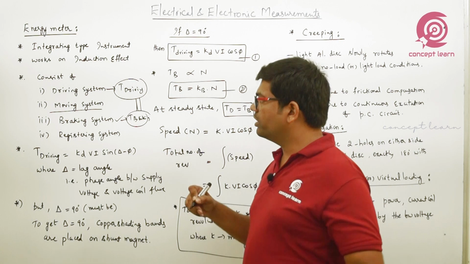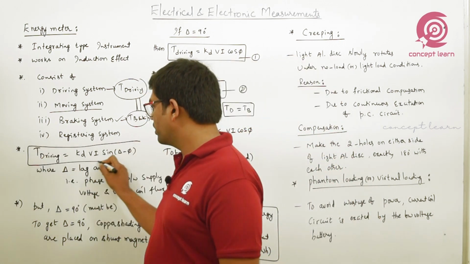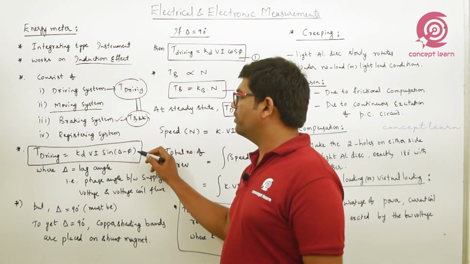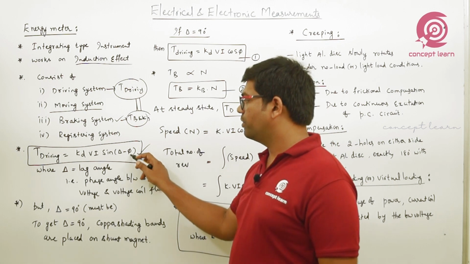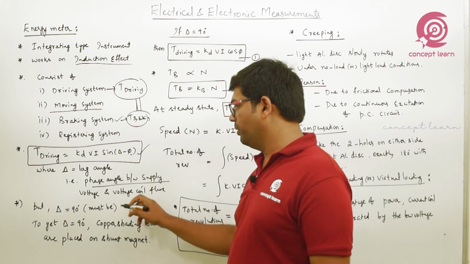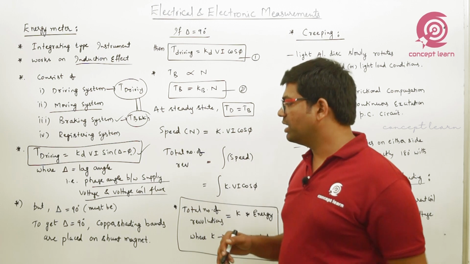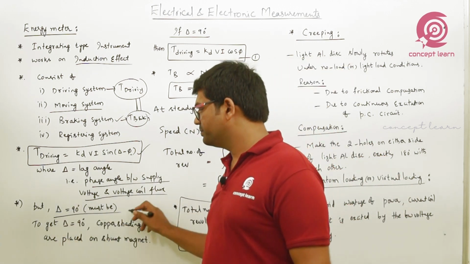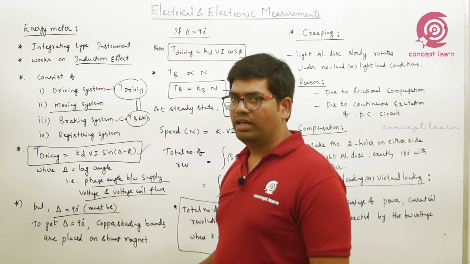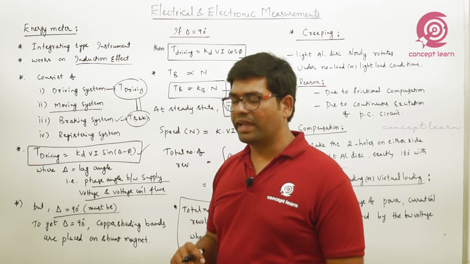Now if you look into that driving system, this is the result we get when you go with the induction effect. Phi is the load angle, and delta is the lag angle, the phase angle between supply voltage and voltage coil flux. Actually delta must be 90 degrees. Since delta is not 90, this is the expression we are getting. Because of this, the error that is present is called lag angle error.